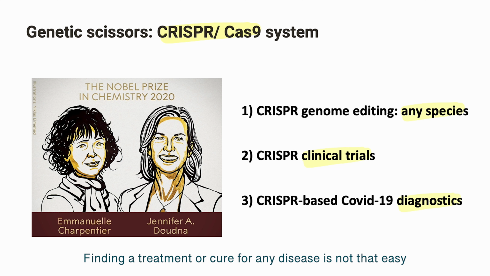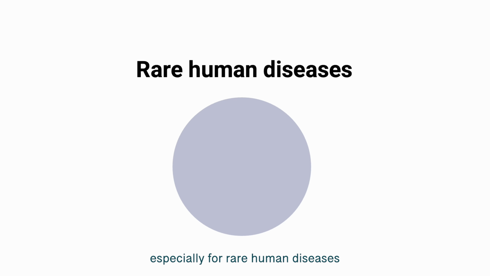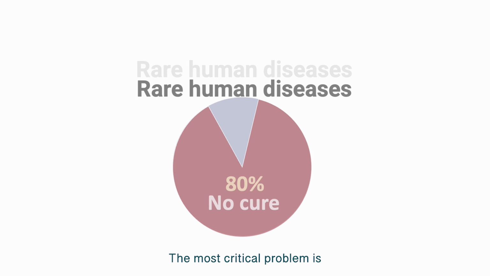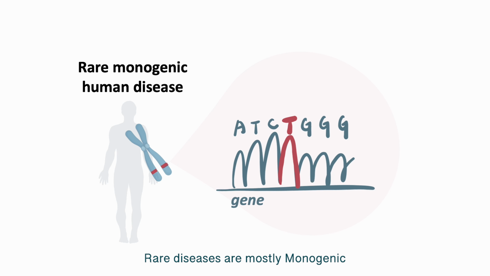Finding a treatment or cure for any disease is not easy, especially for rare human diseases. About 80% of rare diseases have no cure. The most critical problem is that the biology of how rare diseases occur remains to be studied. Rare diseases are mostly monogenic. Monogenic diseases describe a group of diseases caused by variations in a single gene.